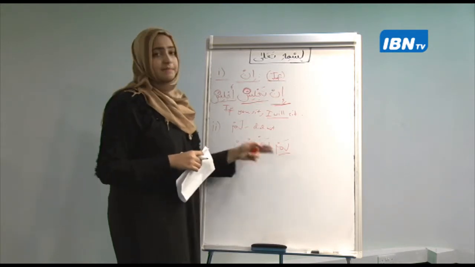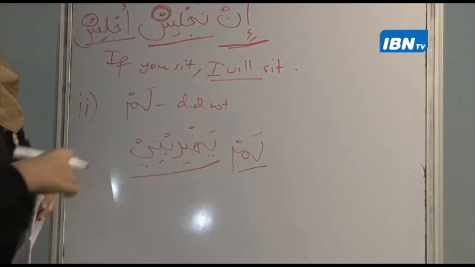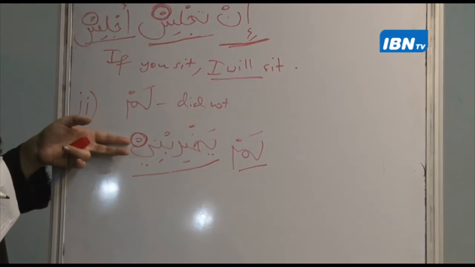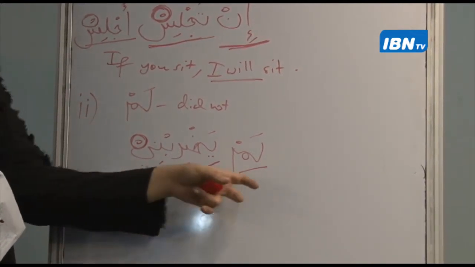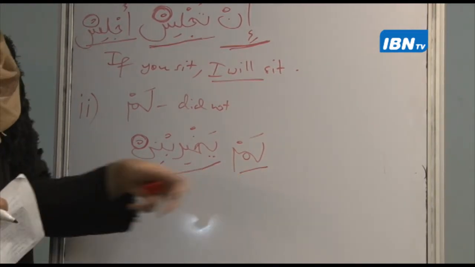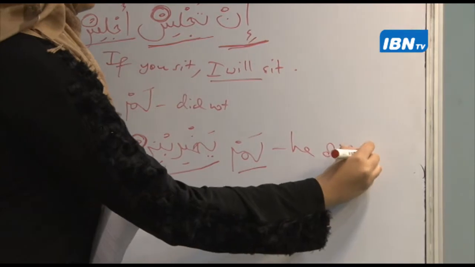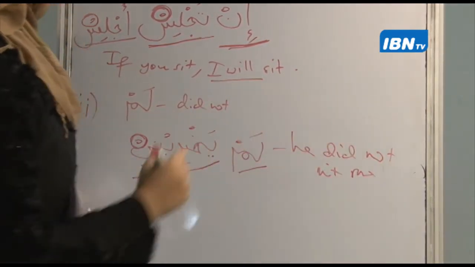Of course, it becomes a negation because of the presence of lam, which means did not. And of course, the last letter again, you notice it carries a sukun. Why does the last letter of the verb carry sukun? Because of lam. So this translates to he did not hit me.